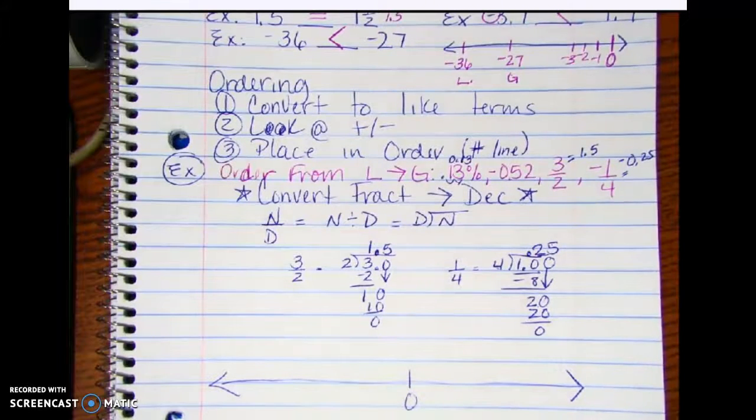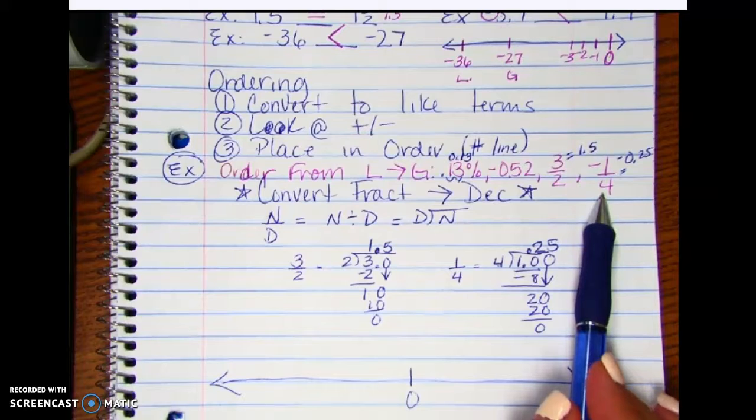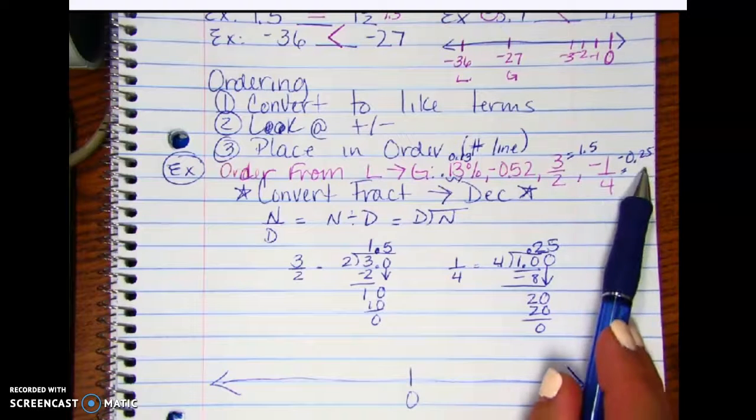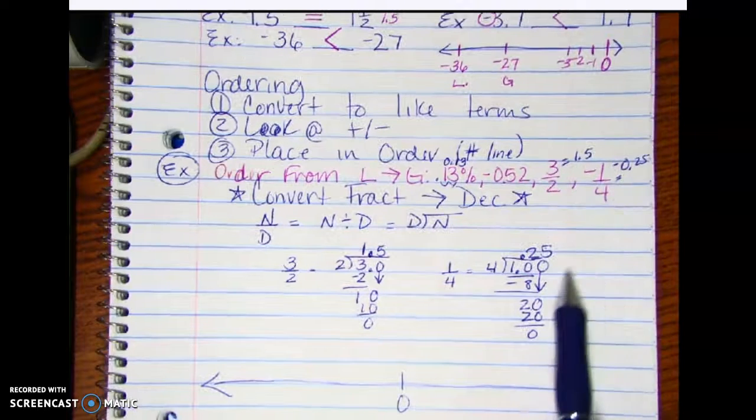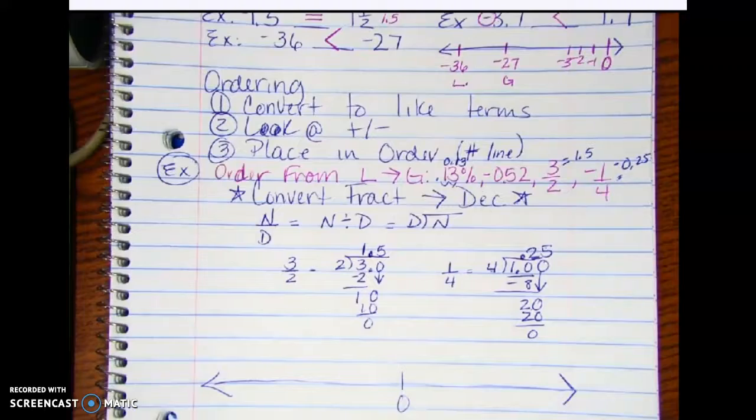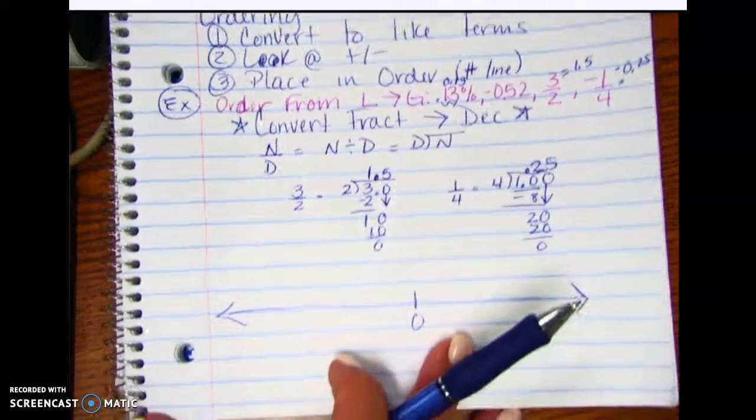Now, some of you may have already seen, well, I know 1/4 is 25 hundredths, and this equals negative 1/4. You may not have needed to do all that, and that's okay too. But some people don't see it as quickly.